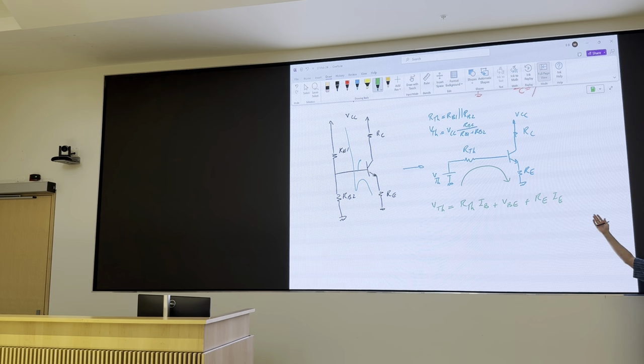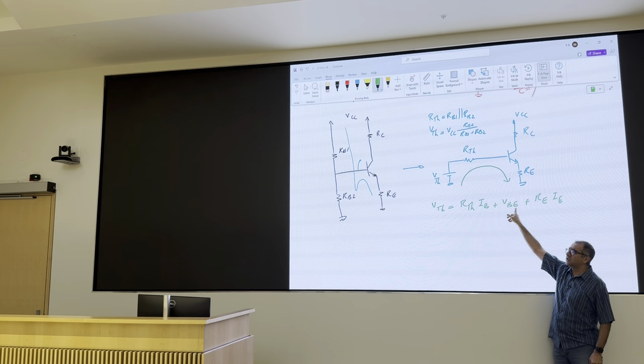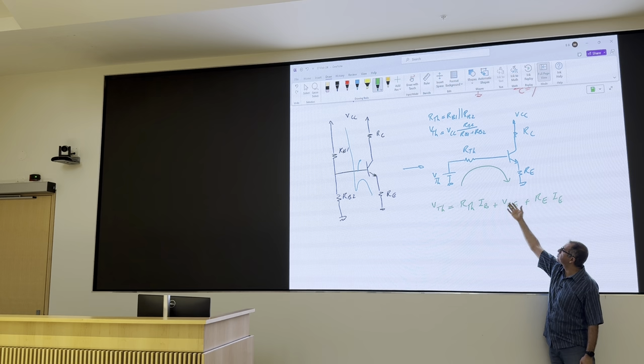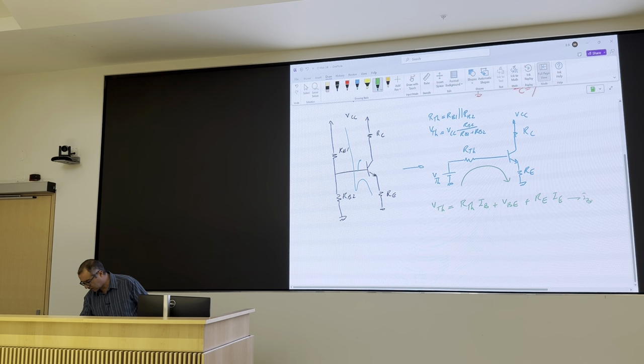Why? Because IB and IE are related. IE is beta plus 1 times IB. That we know. And VBE is about 0.5, 0.6, 0.7 volts, depending on the transistor. In this case, let's say 0.7. So this is 0.7, and this is beta plus 1 times IB. I have one equation, one unknown. Solve it, you get your IB, and therefore your IC. Okay?